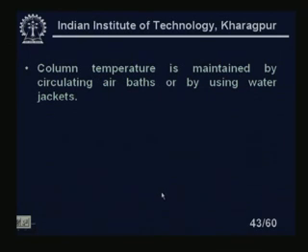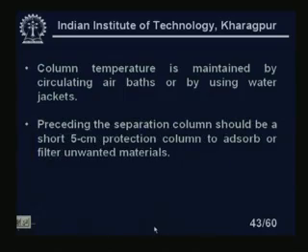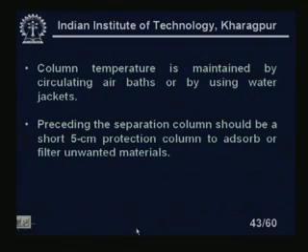Column temperature is maintained by circulating air baths or by using water jackets or thermostats, which we have already discussed. An oven is nothing but a thermostat where a constant temperature is maintained. Or, instead of an oven, we can circulate water through jackets, and by controlling the circulating water we can control the temperature of the column. Preceding the separation, the column should have a short 5 cm protection column to adsorb or filter unwanted materials.